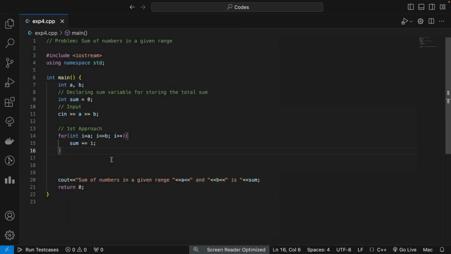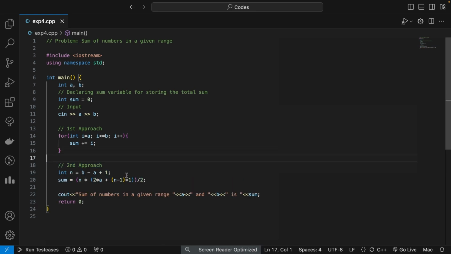Okay, now let's understand the second approach. So the second approach was actually using the formula. So the sum of the number series was actually n by 2, 2a plus n minus 1d, where a was the starting number and d was the difference. Okay, and n was the total number of elements. So here we will calculate the total number of elements by using b minus a plus 1. The reason why we are adding 1, because both the numbers are included, both the numbers are inclusive. Okay, and we want total numbers, that's why I have added 1.